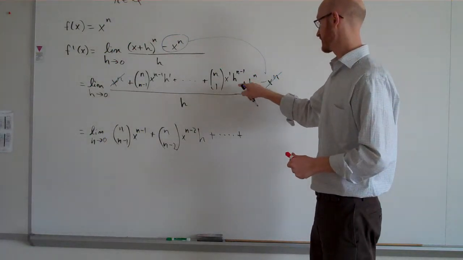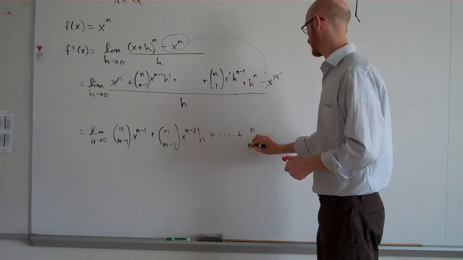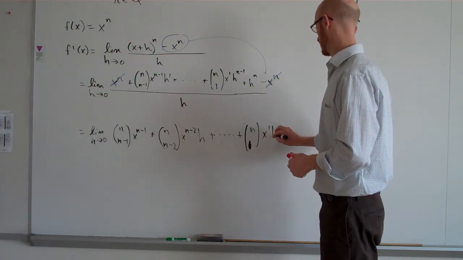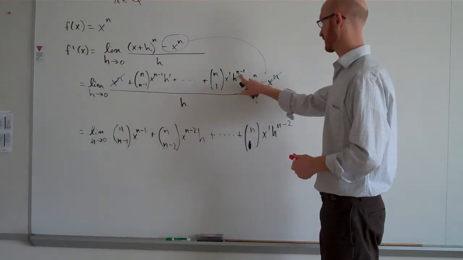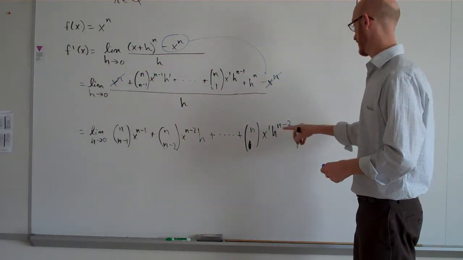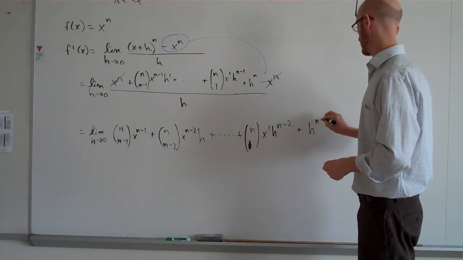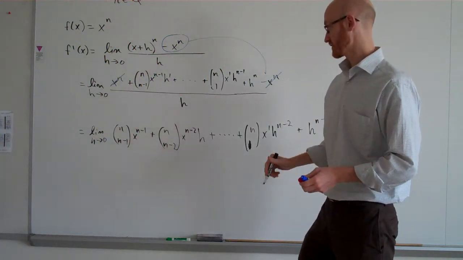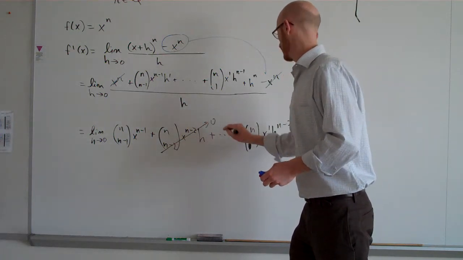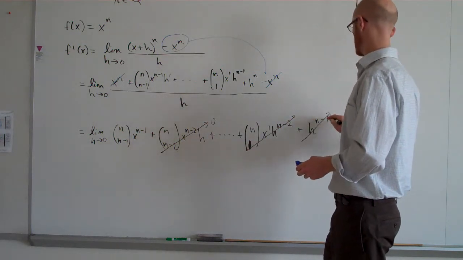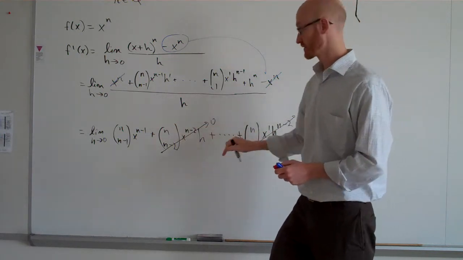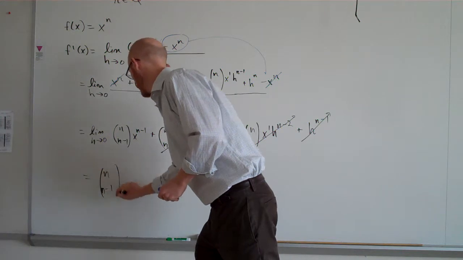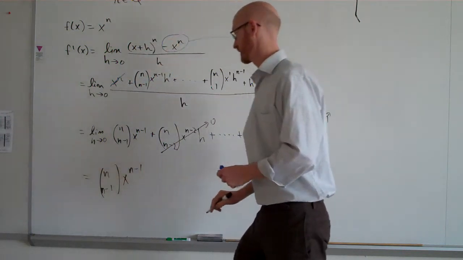This term has h to the n minus 1, so we'll subtract, that's a 1. Subtract one of those h's away, it'll be n minus 2. And then this will be h to the n minus 1. But important to note here that we're taking the limit as h goes to 0. That term will go to 0. That term will go to 0. That term will go to 0. All these terms, in fact, will go to 0, except for n choose n minus 1, x to the n minus 1.